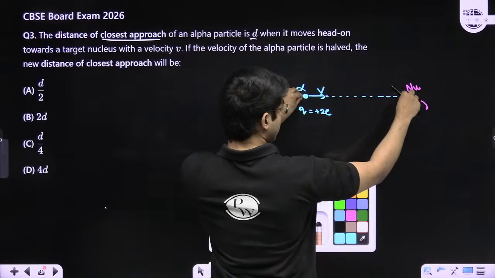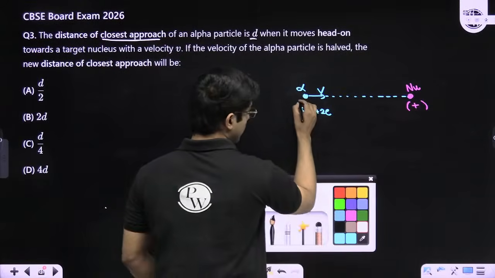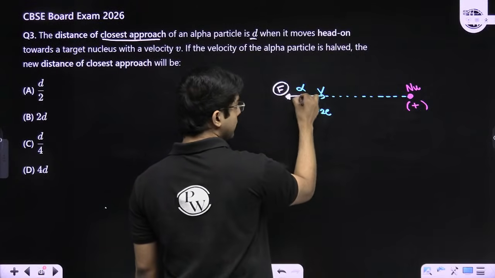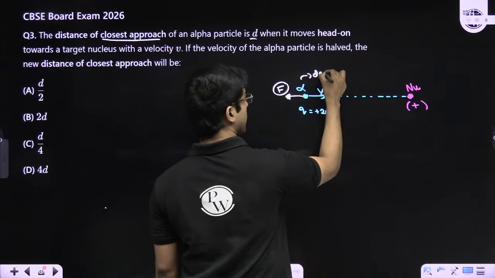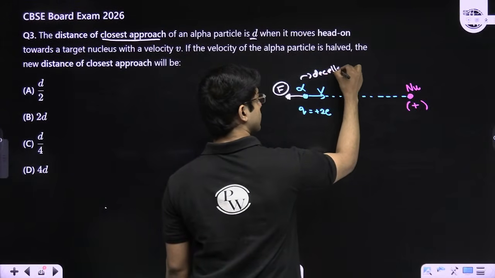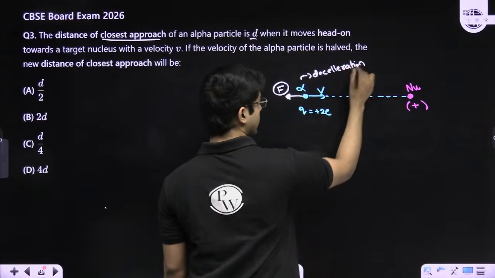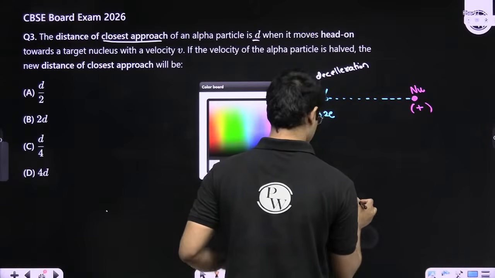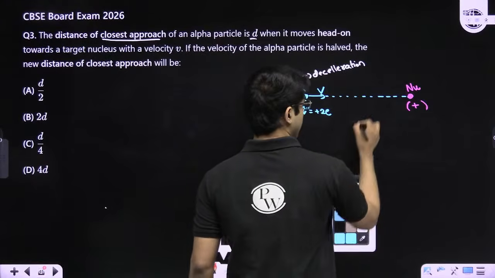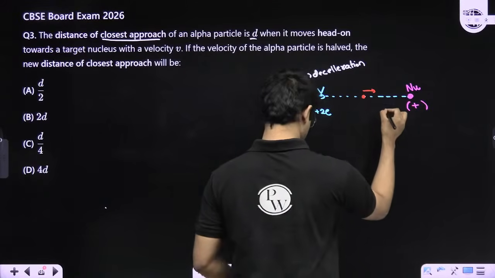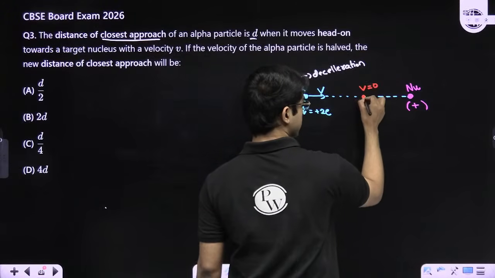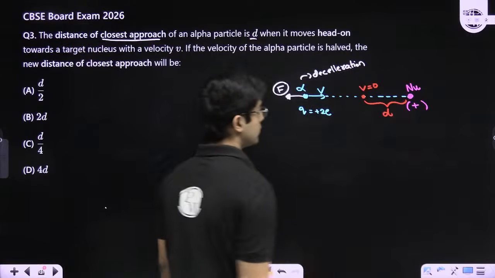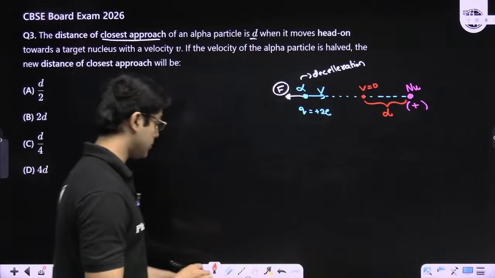Two positive charges repel each other, right? So the force on this alpha particle will be to the left. So this alpha particle will decelerate. Its speed goes down and at some point over here it will come to rest, which means after this point it won't go to the right. So this is the distance of the closest approach, and they have given that as d.